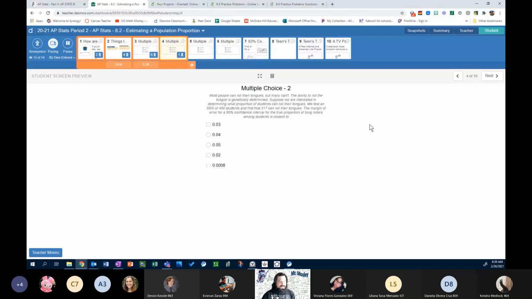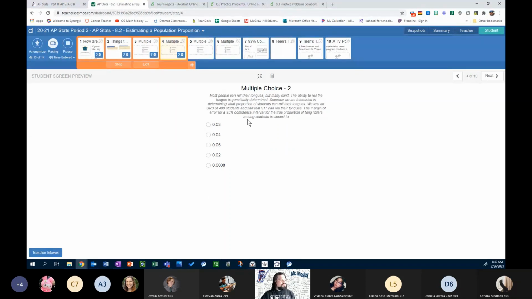The second multiple choice question will involve using some calculations. Most people can roll their tongues, but many can't. The ability to roll the tongue is genetically determined. Suppose we are interested in determining what proportion of students can roll their tongues. We test an SRS of 400 students and find that 317 can roll their tongues. The margin of error for a 95% confidence interval for the true proportion of tongue rollers among students is closest to one of these 5 numbers.